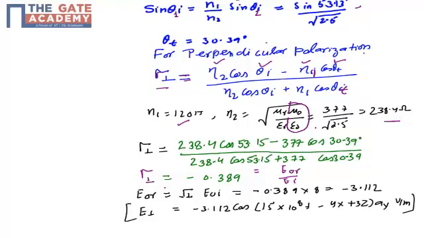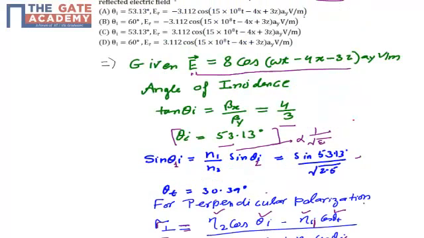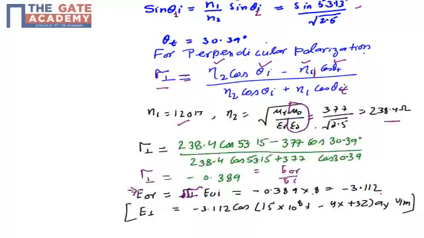So you can calculate our electric field in the second medium, which is R perpendicular times E_0i. We have just calculated R perpendicular, which is −0.389. The magnitude of E_0i we already know, which in our expression is 8. So it is multiplied by 8. Then the magnitude of the reflected wave is −3.112.